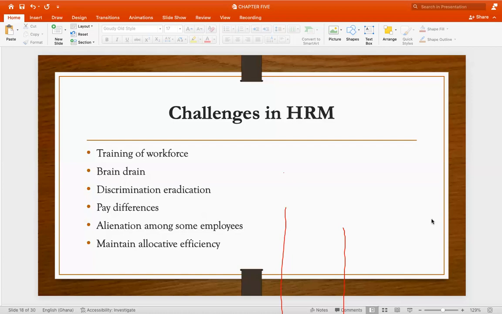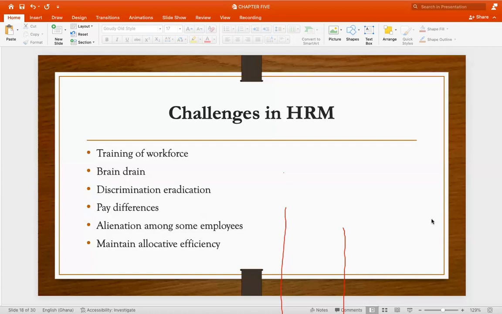Other challenges include discrimination, eradicating it. In the workplace or in the company, this is one thing that always comes up, and discrimination comes up in so many forms. Because here and there in our businesses, family and friends come in. Things come up and you want to favor this one, and all those work against the company somehow. So eradicating that discrimination is one of the biggest challenges in human resource management.